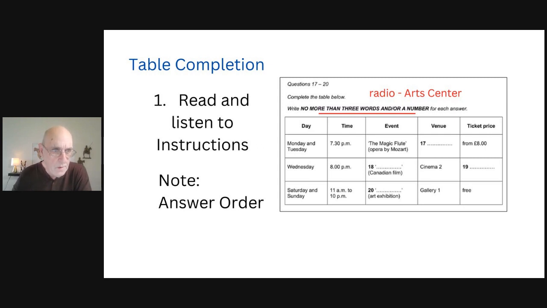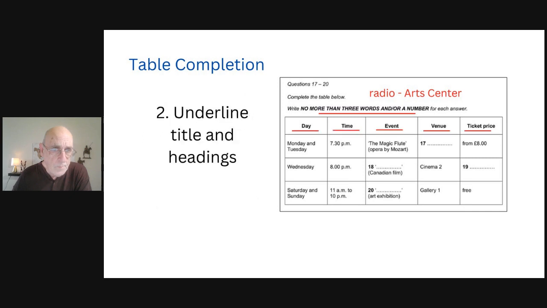And so that's a very important thing to realize, and maybe one of the best tips I can give you for the listening section is to always keep moving forward. Now, another thing that you want to do as you're preparing to listen, as well as reading the instructions that are in your notebook, you want to underline any titles or headings that you see. And this is true for all listening types, but it's especially important for table completion, because we have 5 headings in this question: day, time, event, venue, and ticket price.